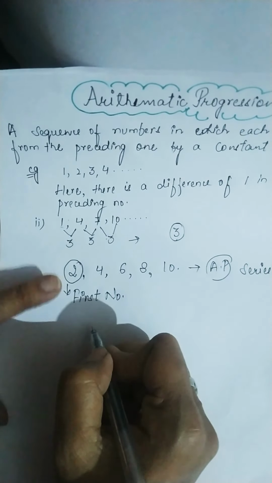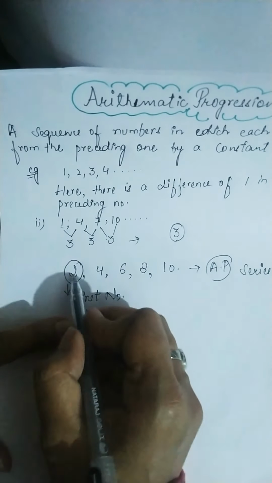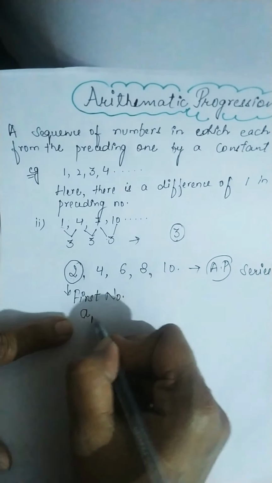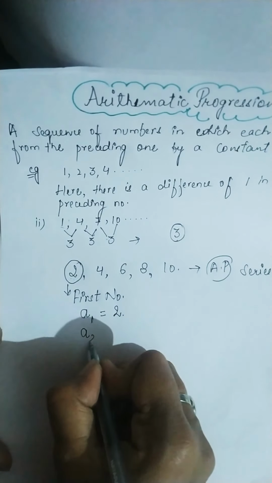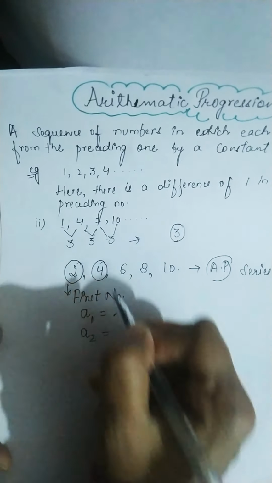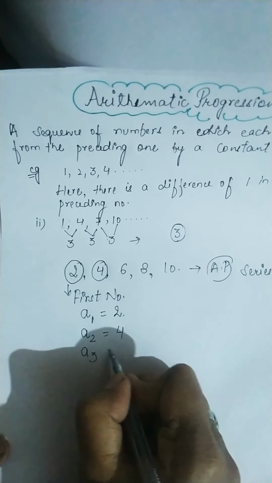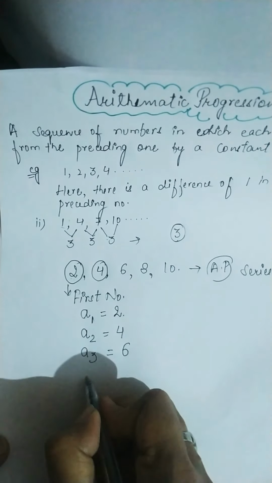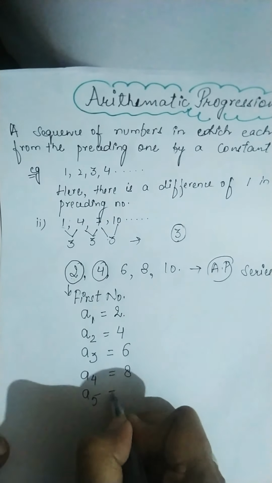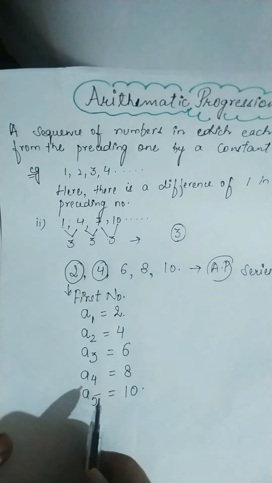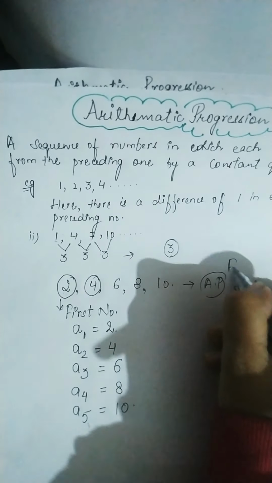What we call this number is A1. A signifies the term. A1 means the first term. Then A1 is equal to 2. Then after 1 comes 2, so this is A2. It is 4. Then comes A3, that will be equal to 6. A4, which will be 8. A5, that is equal to 10. And here comes the end of our series. Also, this is a finite AP series.